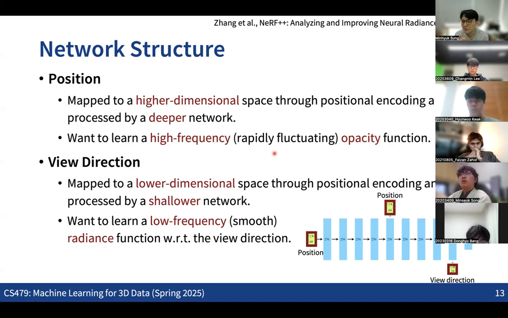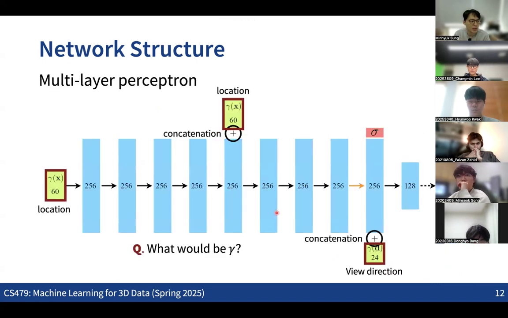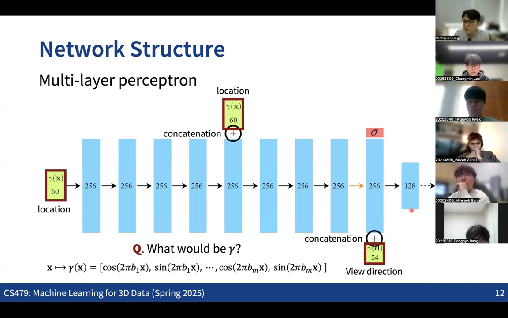Okay? So this is the reason why we have this architecture to learn the opacity and the radiance. As I said, it doesn't need to be this specific architecture. But the reason why we have the deeper layers for the opacity and the shallow layers for the radiance is because of those reasons. So even when you want to tune some parameters of the neural net, you can consider these kinds of effects. Okay.